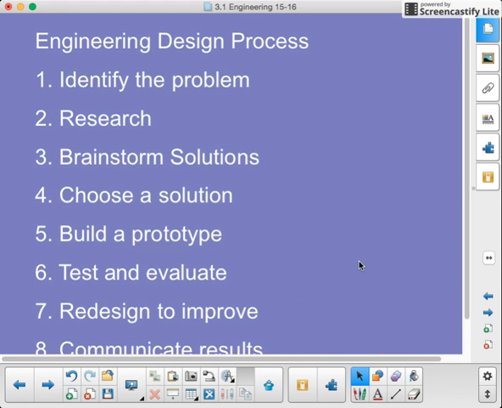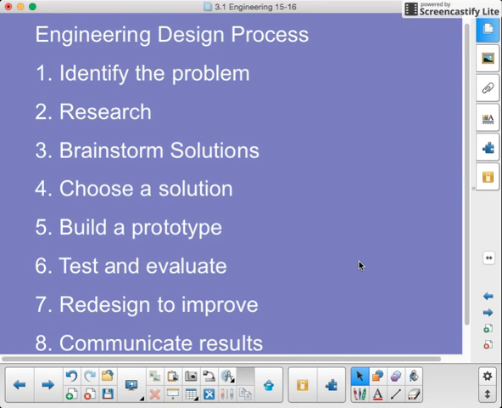In class, we're going to use a list of 8 steps for the engineering design process. In the video, you saw just 6. We're going to make these a little bit more detailed. So step 1 is to identify the problem. Step 2 is to do some research. Find out what's already been done.